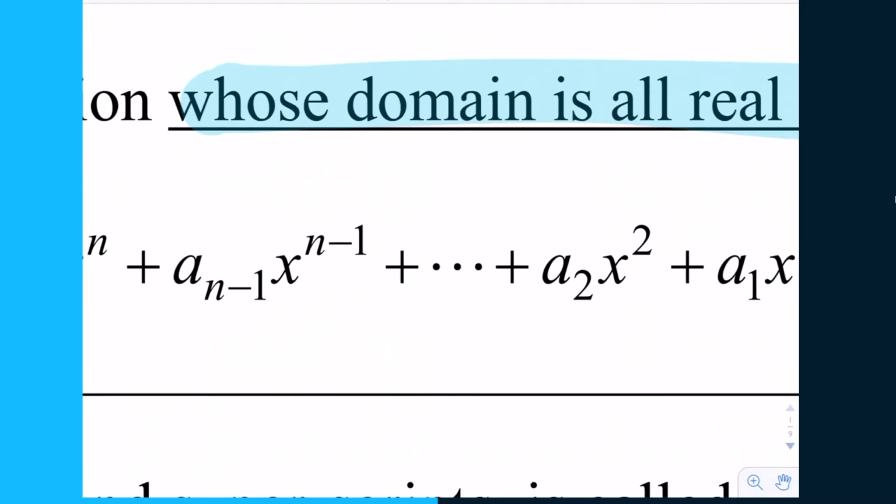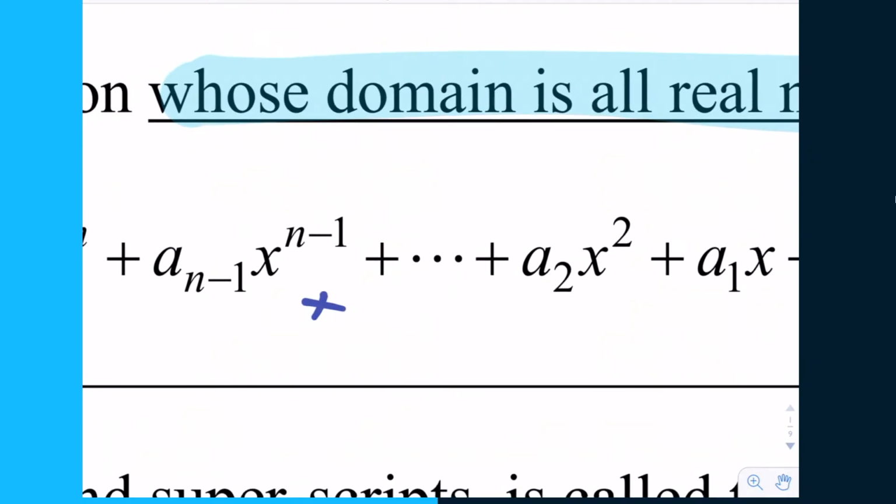If I were to write another one here, it would be plus. What would be next after n minus 1? It would be x to the n minus 2 power, right? And the coefficient would then be a subscript n minus 2. And you can keep going. Plus a sub n minus 3, x to the n minus 3, plus. But at some point, you're going to do this. Plus, yada, yada, yada. So on and so forth. And what are those 3 dots actually?